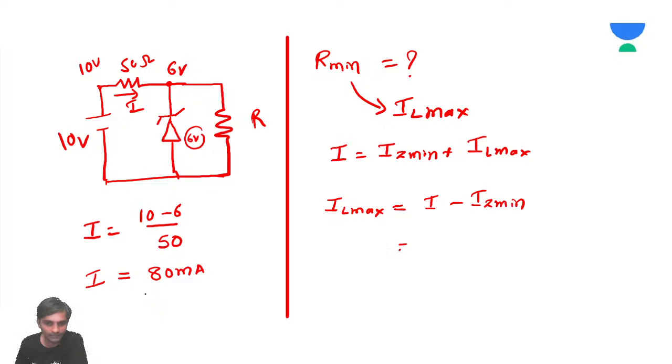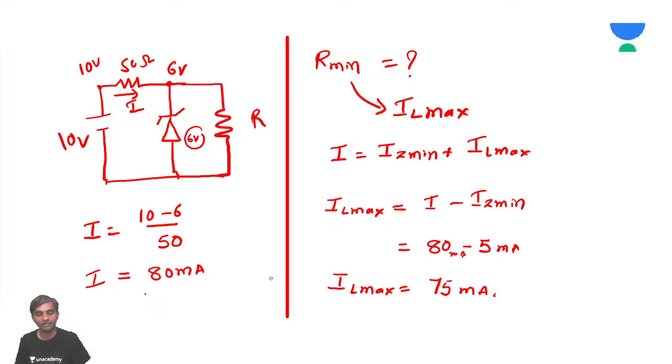Okay, IL maximum is going to be 80 milliamps minus how much is IZ minimum? IZ minimum is going to be 5 milliamps, and this is going to be 80 milliamps. So IL maximum is going to be simply 75 milliamps. Now you can calculate R minimum.